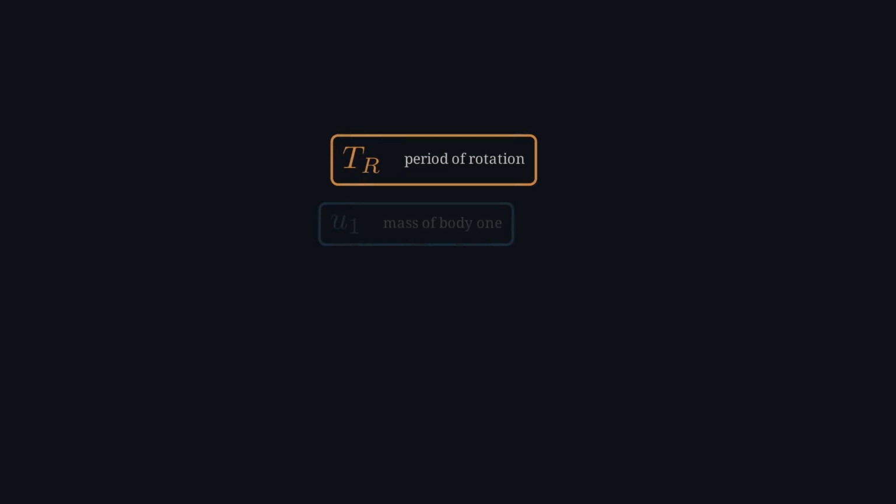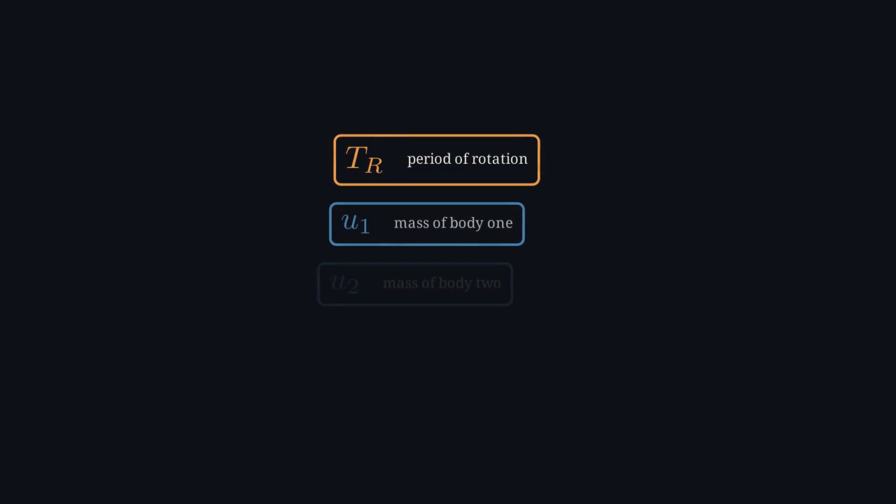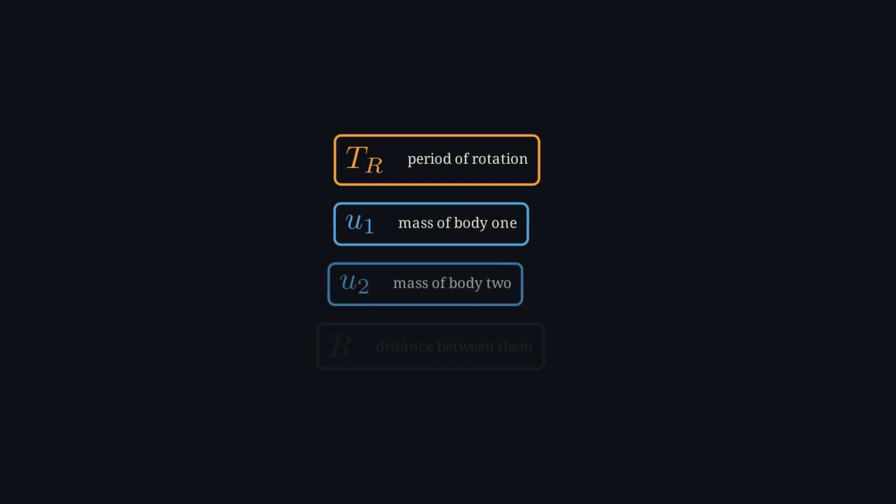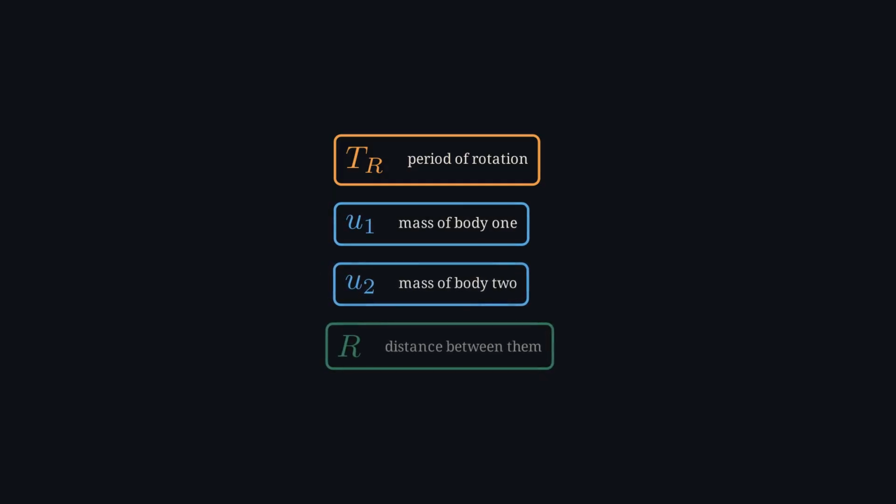Let's write down everyone who could matter. There's the period of rotation, which we'll call t. The mass of the first body, and the mass of the second, call them u1 and u2. And the distance between them, r. That feels like the whole cast, doesn't it?